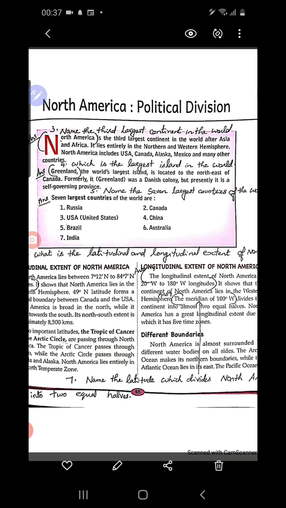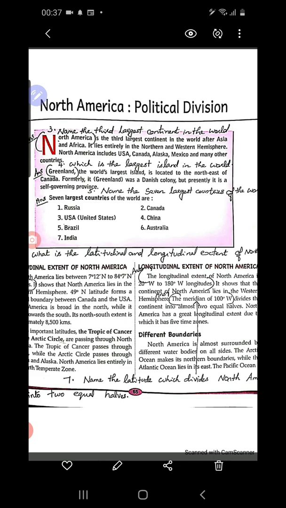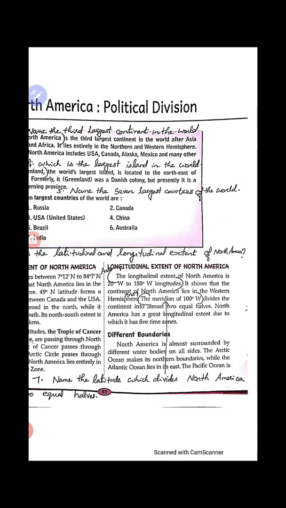So which is the largest island in the world? That is Greenland. If you look at the map of North America, you can see my cursor is there, you see Greenland. Okay, this is an island. What is an island? The landmass which is surrounded by water. All 4 sides surrounded by water is called an island. So this is the largest island in the world, that is Greenland.